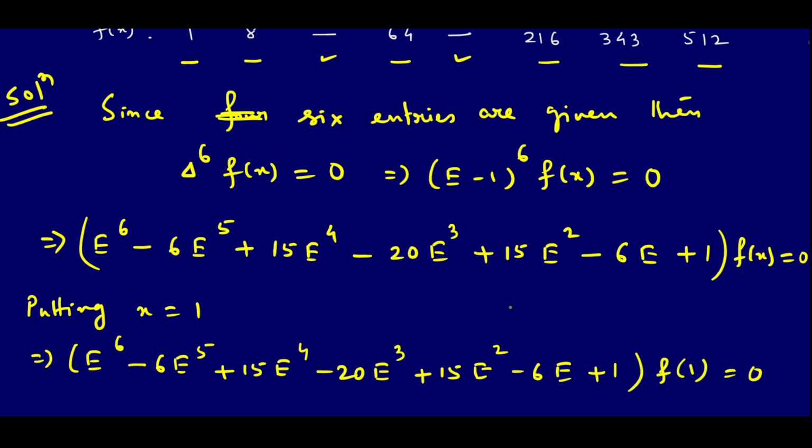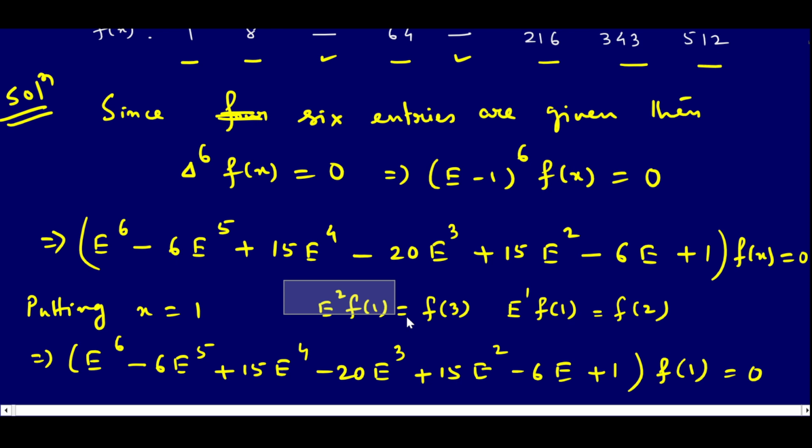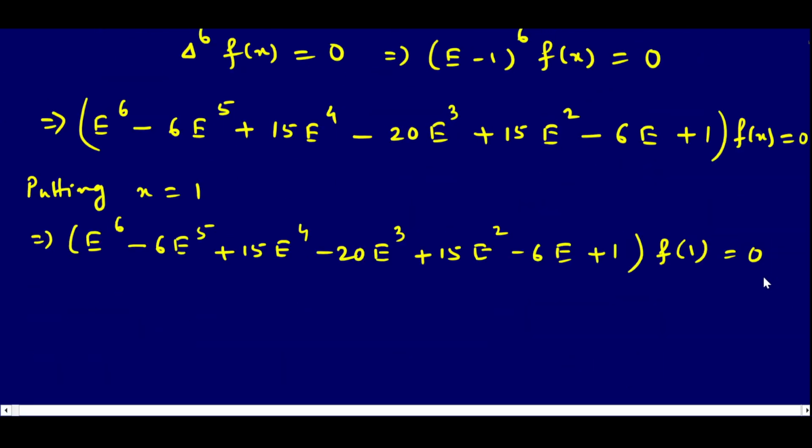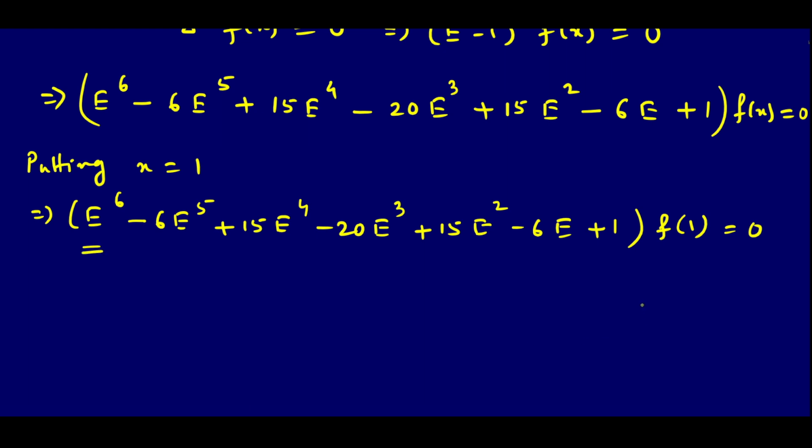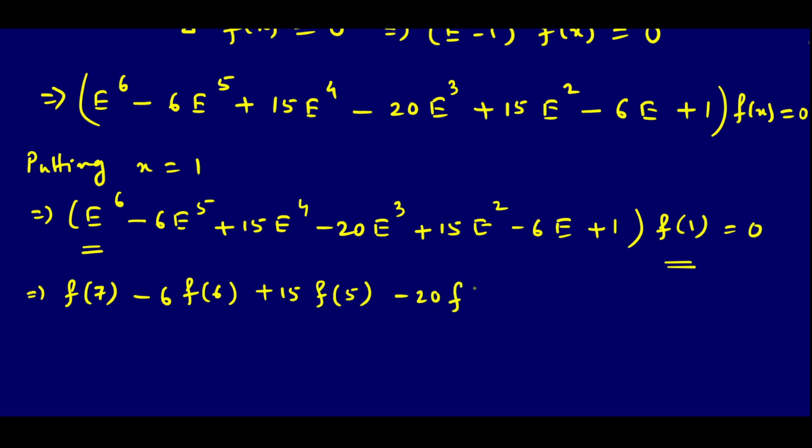Okay, f of 1. So in the last problem, what I told: if it is e f of 1, then the power is 1, 1 plus 1, I will write f of 2. If it is e square f of 1, then 2 plus 1, how much will we write? F of 3. So like this, the first term is e to the power 6 and then f of 1, so 6 plus 1, 7. Then next one is 5 plus 1, f of 6. Then 15 f of 5, 20 f of 4, again 15 f of 3, minus 6 f of 2, and finally f of 1 equals to 0.